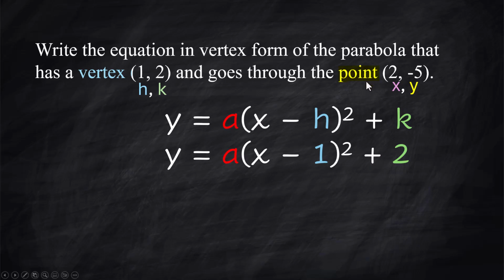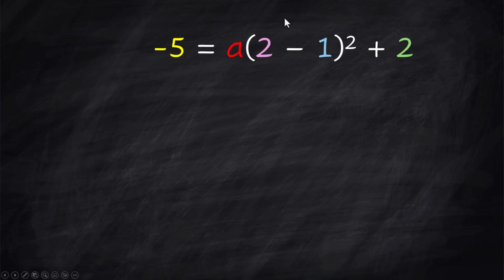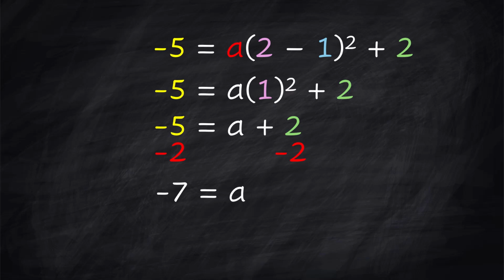You're not going to use the X and the Y in the final answer. We just need them for calculating the A, and then we pop that in there. The Y is negative 5, so it goes in the Y spot. The X is 2. Now everything is a number except for the A, which means we can solve for A. We're going to have to go to the parentheses first and do 2 minus 1. So we get 1. And we're going to square that, which is not going to be any big deal, right? That's just a 1. So then our next line is negative 5 equals A plus 2. Subtract 2 from both sides, and we get A equals negative 7.